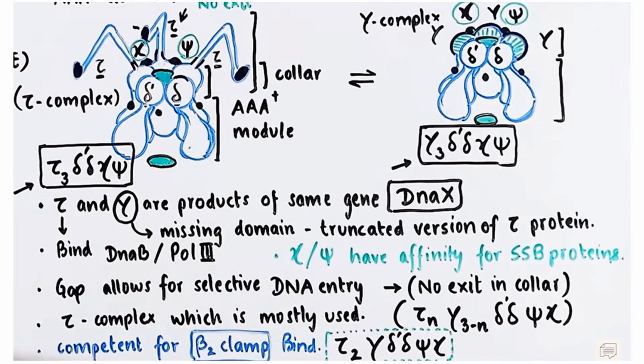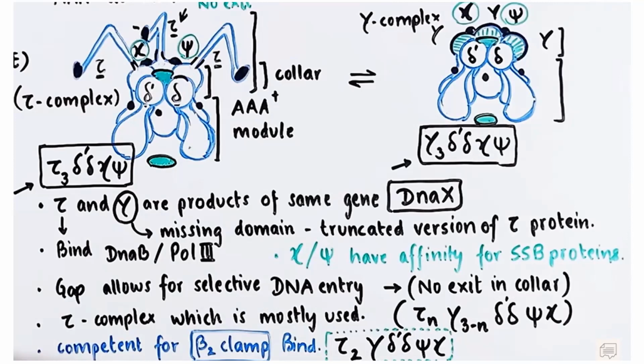For instance, you can have a clamp loader where you have two tau proteins, but instead of a third tau, you have a gamma protein, and the remainder is constant. And you can have any variation and combination as long as the tau and gamma proteins add to a total of 3. In any case, this clamp loader with ATP at the ATPase domain is competent for beta 2 clamp binding.